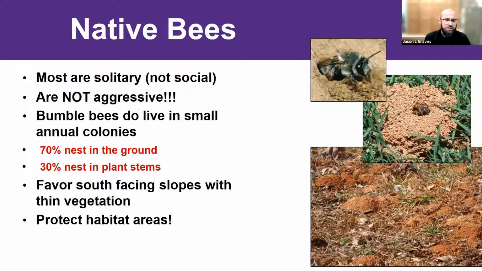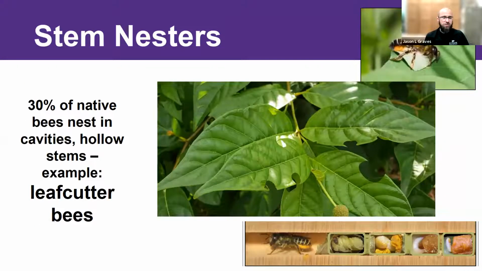Now, native bees, we highlight the 70% that nest in the ground. I also want to highlight the stem nesters because 30% are using our plants to nest in. They're not only using them for food, they're using them for nesting material, to either build a nest or reproduce in those plant stems. A famous example would be our leafcutter bees. These are really neat bees.